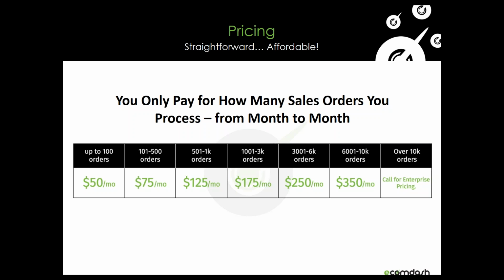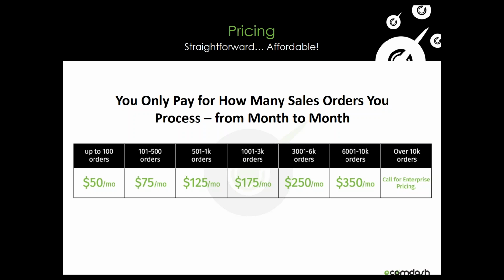If you processed, let's say, 200 orders, it would be $75 that you would pay. Now let's say the following month you process 2,000 orders, then it would be $175 per month. But it's month to month. We call it post-month drip pricing. And again, this can go backwards too.